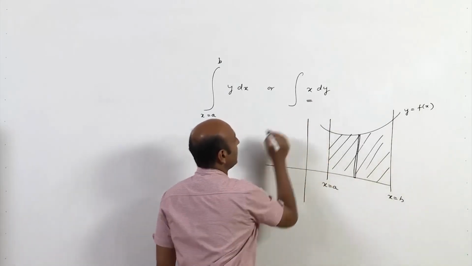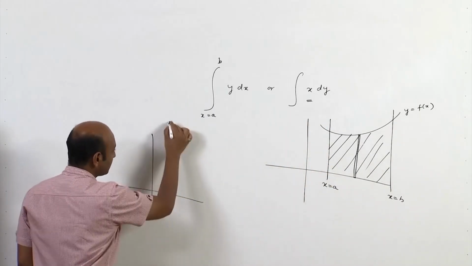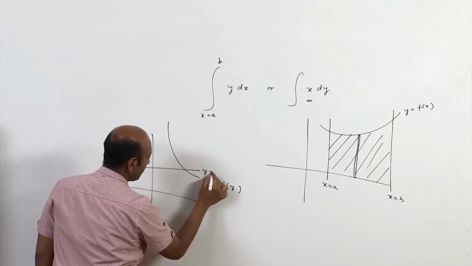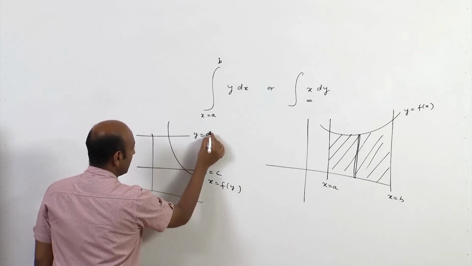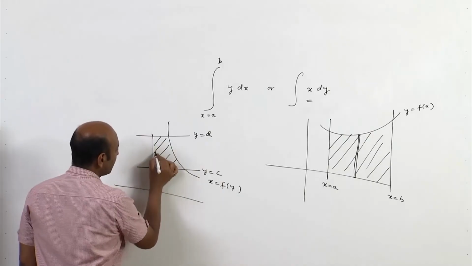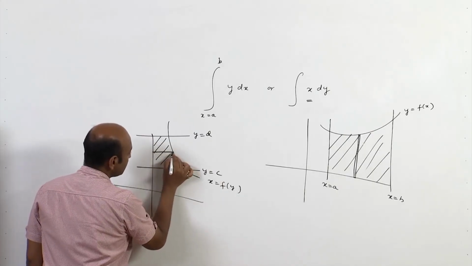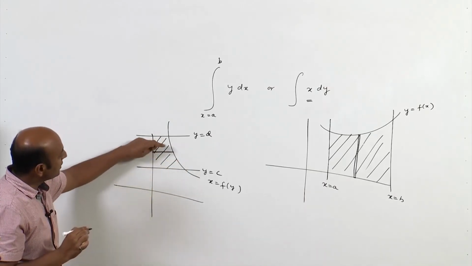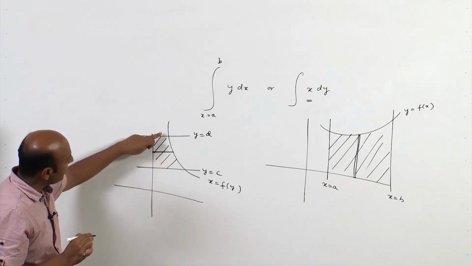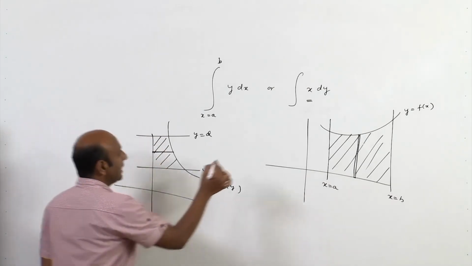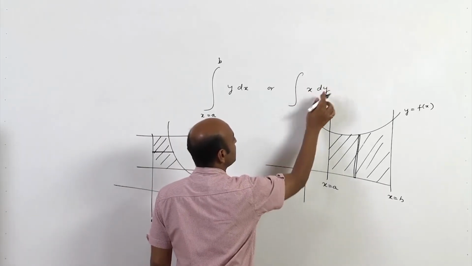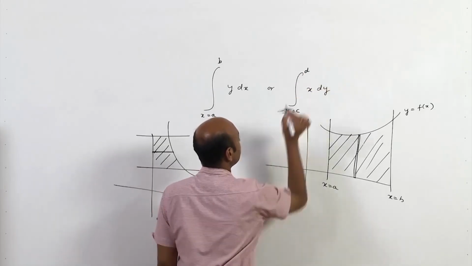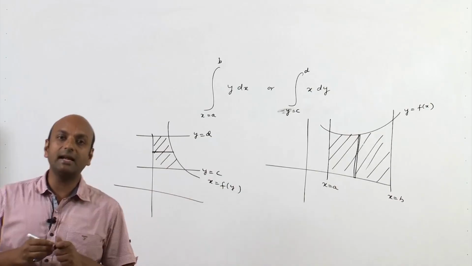Similarly, for this integral, the curve is something like this. This is x equals f(y), where y is varying suppose from c to d, and we are talking about this area. So we take a strip parallel to the x axis. This is x and this is dy. So this is x dy, and when we sum up this strip over the entire region, this will give the area of the shaded portion, which is, in single integral, integral x dy, where y is varying from c to d. Okay, this is single integral.